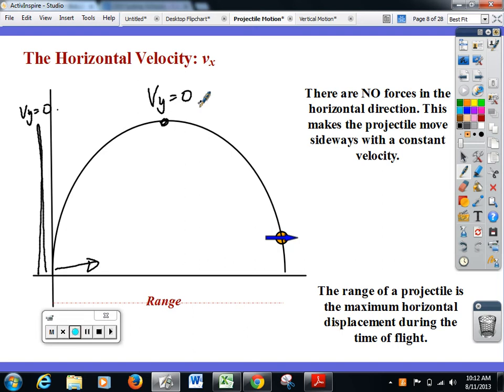While we're here, you'll learn that there are different types or classifications of a projection. The range is always the distance between the point of projection and where it strikes the ground. So range is always the horizontal distance along the x-axis.